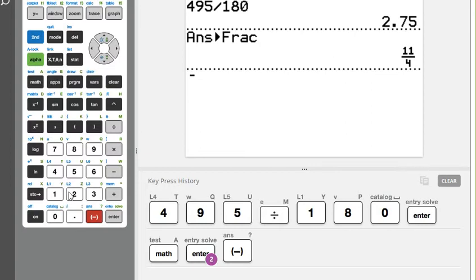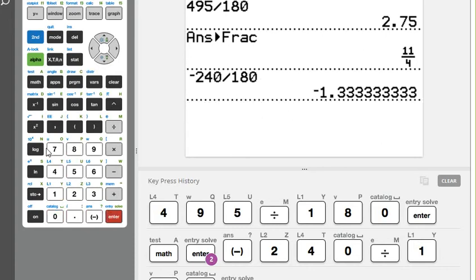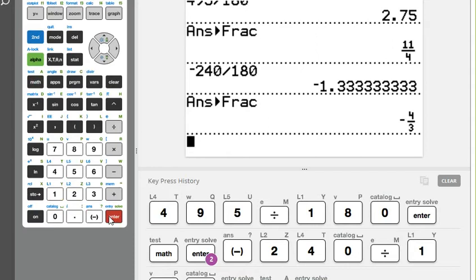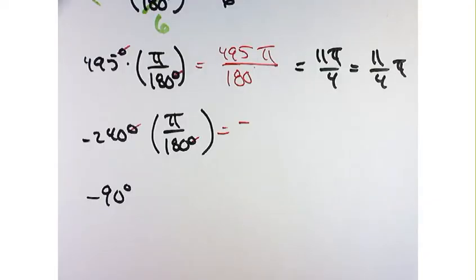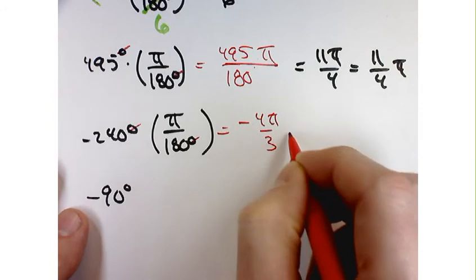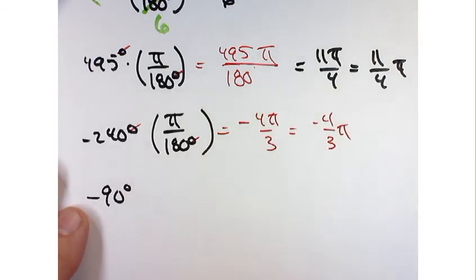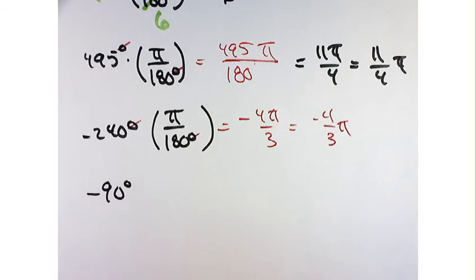And you do negative 240 divided by 180. And then hit the math key. And it's going to tell you what I just told you, that 60 goes in there 4 times for the numerator, 3 times for the denominator. Don't forget the units of pi. So it's going to be minus 4 pi over 3. Or you could write it as minus 4/3 times pi. Nice.